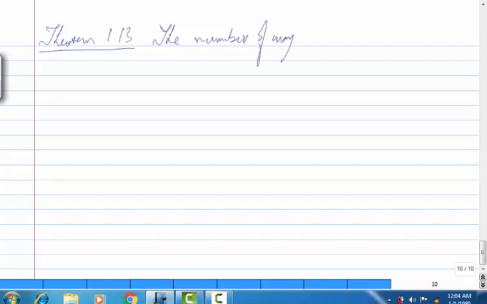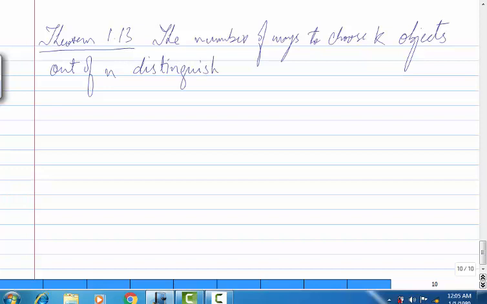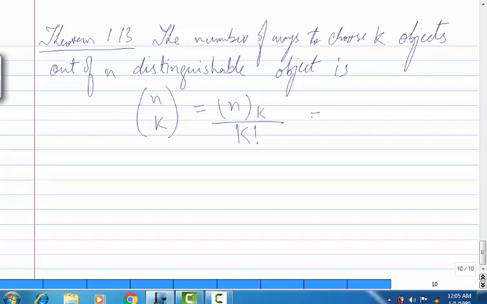So, this theorem says that the number of ways to choose k objects out of n distinguishable objects is n choose k, equal to n divided by k factorial, that is n factorial divided by k factorial times n minus k factorial. So this is actually a combination.